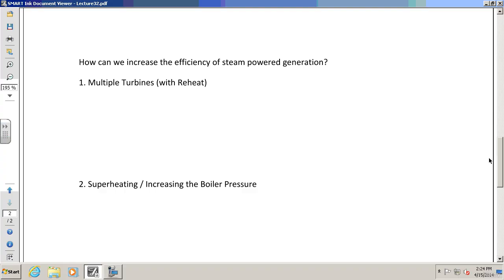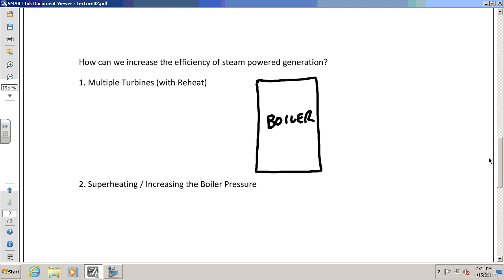The first thing we can do is something called reheat. And reheat looks something like this. Let me draw you a little diagram. Let's say we've got a boiler, like that. And let's say we bring in water to the boiler and we heat it up. Now it's going to be super hot. It's steam, right? And then we take it into a turbine, like that. Now, before, we would be done. We would say, okay, I built my turbine and I'm done, right?